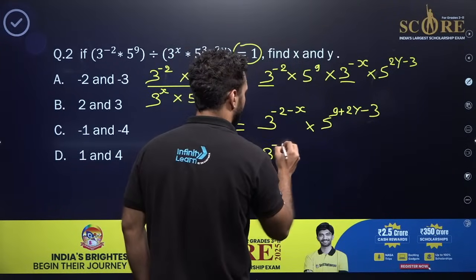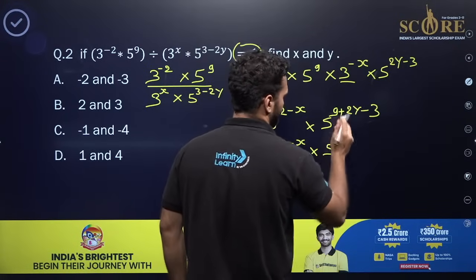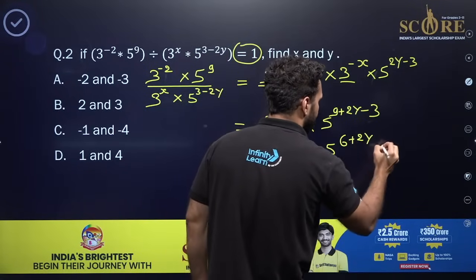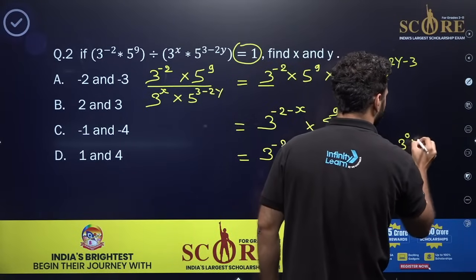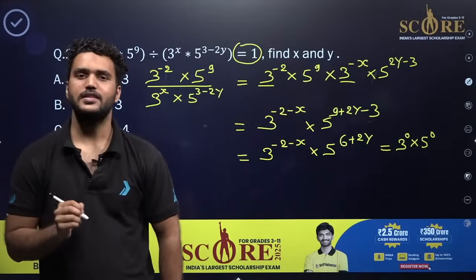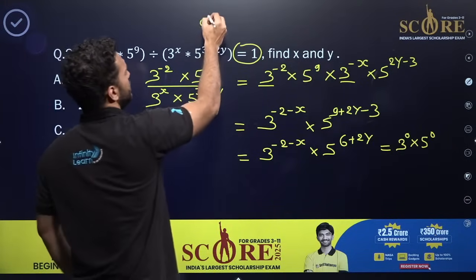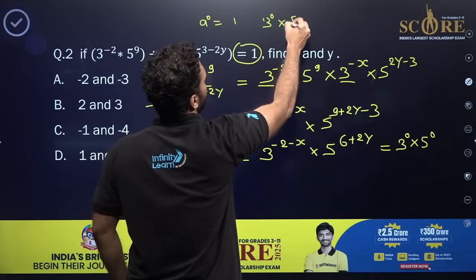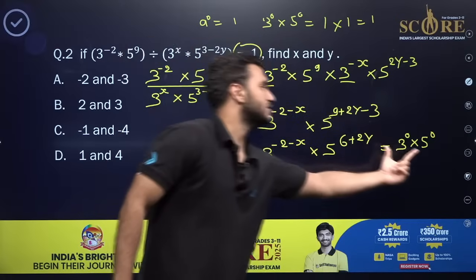3 to the power minus 2 minus x multiplied by 5 to the power 9 minus 3, sir, 6 plus 2y is coming out to be 1. Can I write 1 as 3 to the power 0 multiplied by 5 to the power 0? Can I write it in this way? Because equal to 1, and as I told you, a to the power 0 always comes out to be 1. Then what is 3 to the power 0 multiplied by 5 to the power 0? Sir, 1 into 1, which is 1. So this one can be written as this.